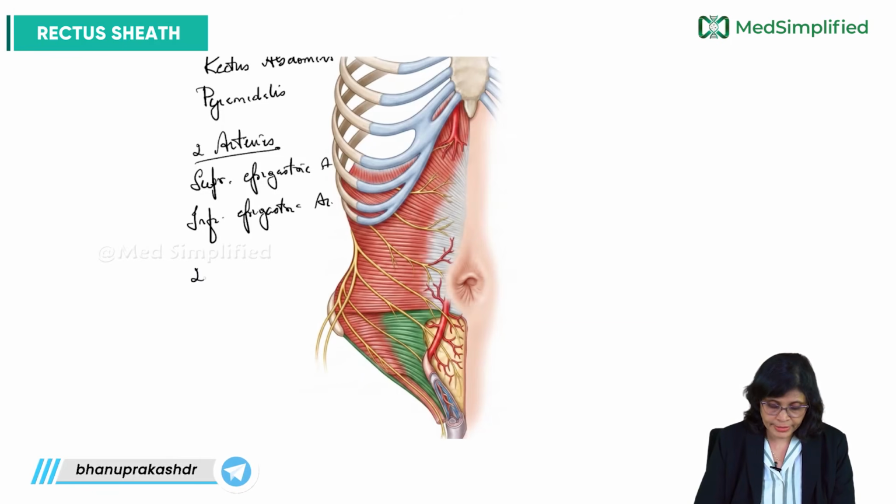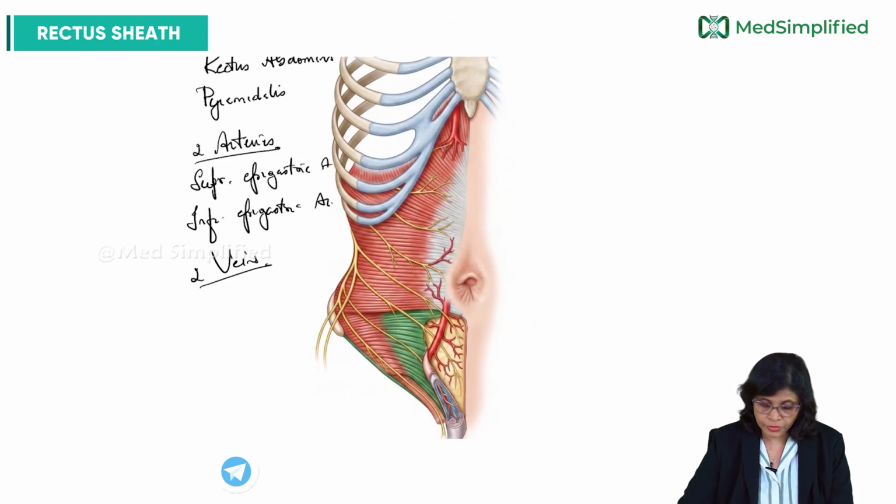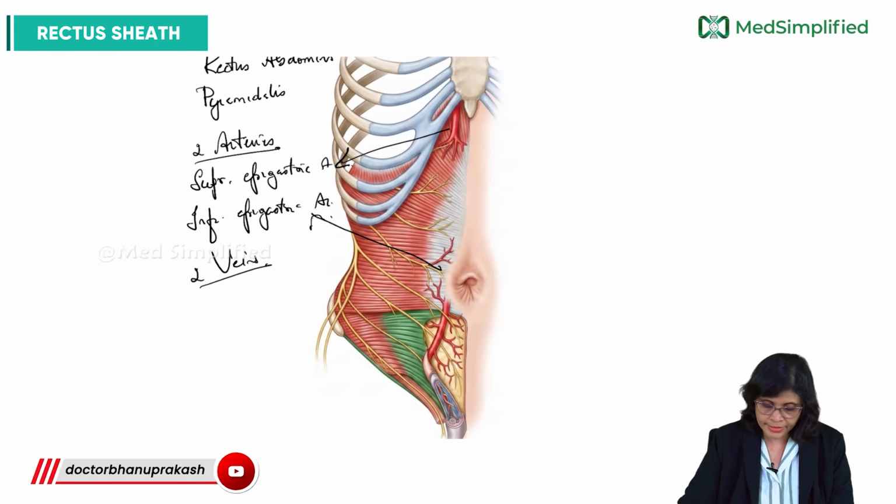And we see two veins corresponding to these two arteries. Two veins, that is the superior epigastric vein as well as the inferior. So we can see here, this is the superior epigastric, this is the inferior epigastric artery, and running along with these arteries will be the two veins.